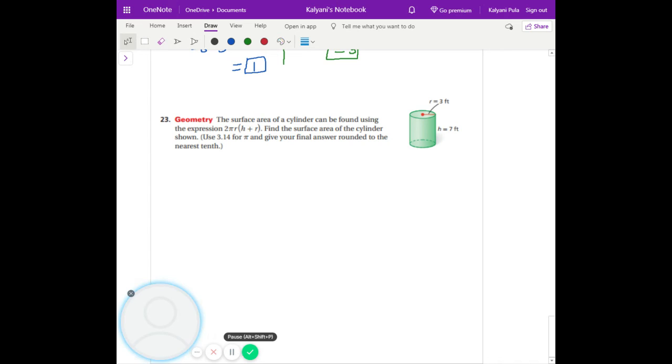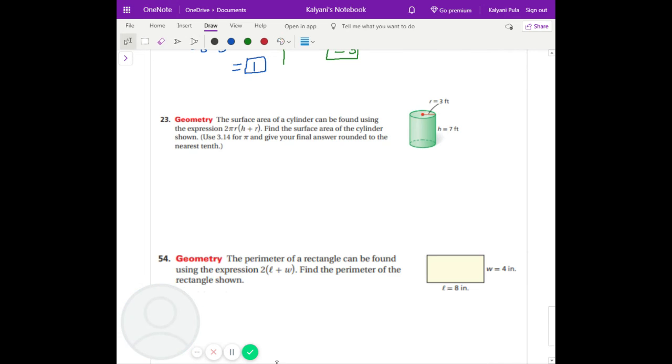Oh, I don't have a calculator. It's okay. Just give me the answer in terms of pi. All right. So in this question, the surface area formula is already given to you. The surface area is 2 pi r times h plus r. But you already know r is 3 feet, height is 7 feet.